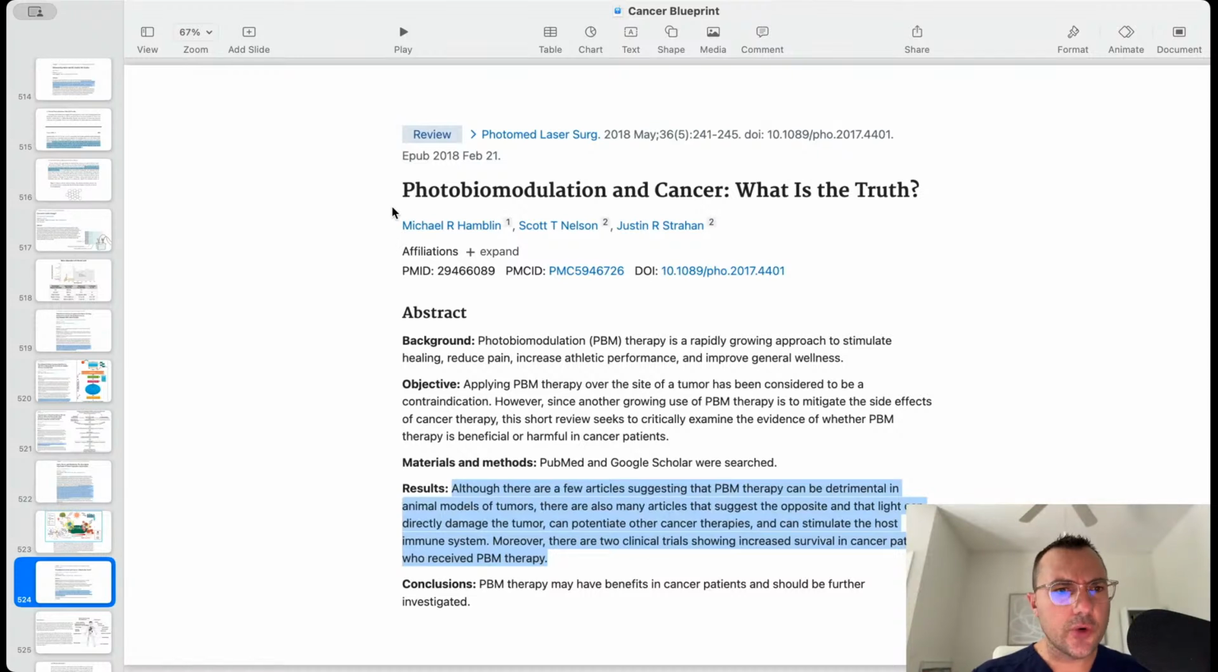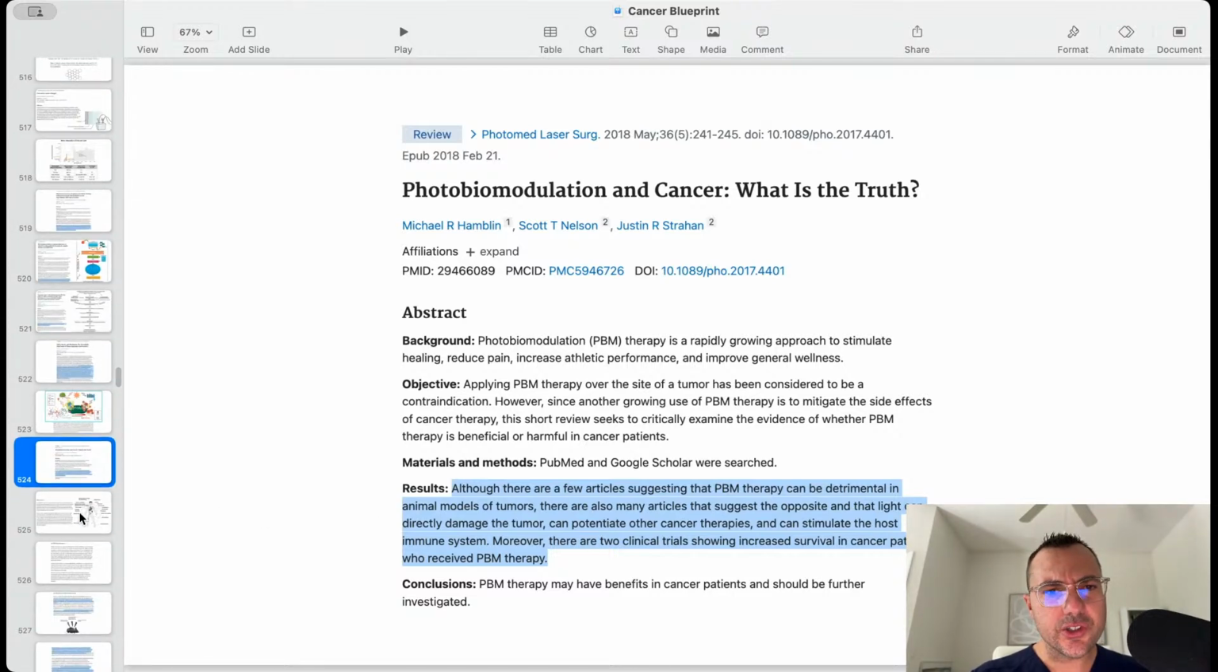So this one's called Photobiomodulation in Cancer: What is the truth? And it says that although there are a few articles suggesting that PBM, or photobiomodulation, or red light therapy, can be detrimental in animal models of tumors, there are also many articles that suggest the opposite, and that light can directly damage the tumor, can potentiate other cancer therapies, and can stimulate the host immune system. Moreover, there are two clinical trials showing increased survival in cancer patients who received photobiomodulation therapy.